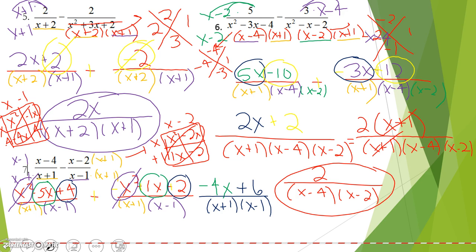I can factor GCF out at the top. So the GCF at the top is negative 2. And that leaves me with 2x minus 3. And it's all over x plus 1, x minus 1. I can't cancel anything though, so that is my final answer. And that's one of the hardest problems you'll get.